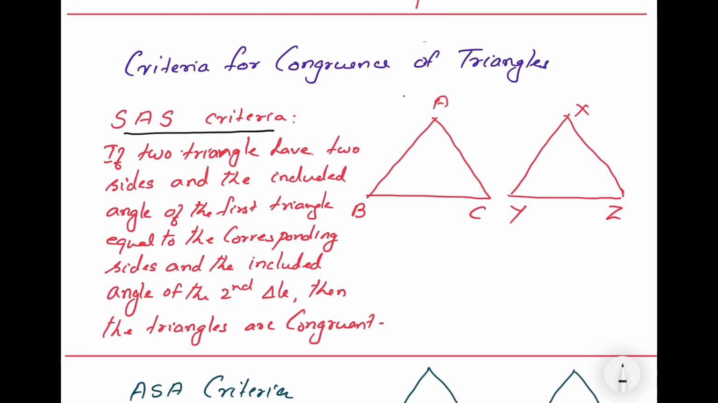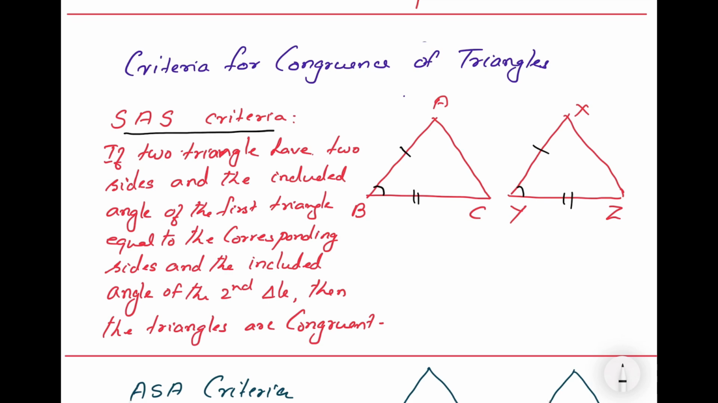SAS criteria, as the word says, is two sides and one angle in between the two sides. If two triangles have two sides and the included angle of the first triangle, suppose we are taking AB and BC, AB is equal to XY, BC equal to YZ, and the included angle means the angle in between the two sides that we are considering. So we have considered AB and BC, so the angle in between the two sides is B, and similarly for the triangle XYZ, it is angle Y.